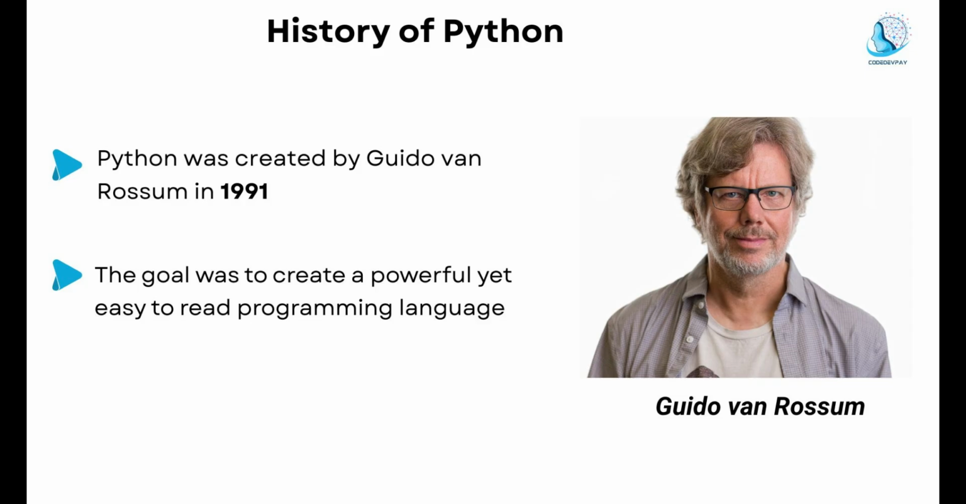Now let's quickly look at the history of Python. Python was created by Guido van Rossum in 1991. So at that time, there were few programming languages, and these programming languages were low level, which means programmers had to manage almost every part of the code, including managing memory.